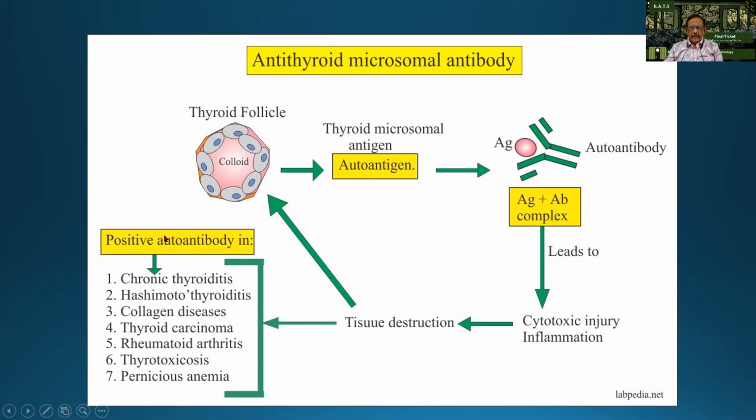Also, the autoantibodies can be seen in other conditions such as chronic lymphocytic thyroiditis, Hashimoto's thyroiditis, collagen diseases, sometimes in thyroid carcinoma, rheumatoid arthritis, pernicious anemia, etc. So these are other disorders. In the sense, whenever you see one autoimmune disorder anywhere, try to look for another one, it is likely to be found.